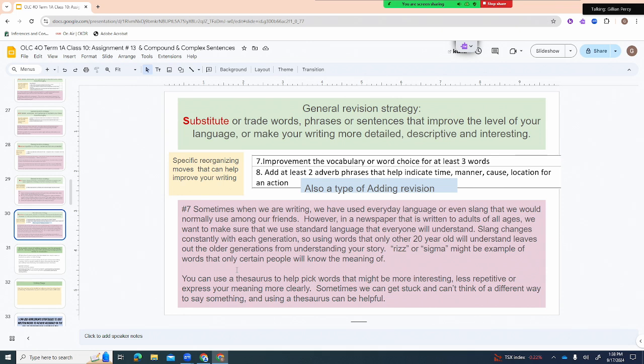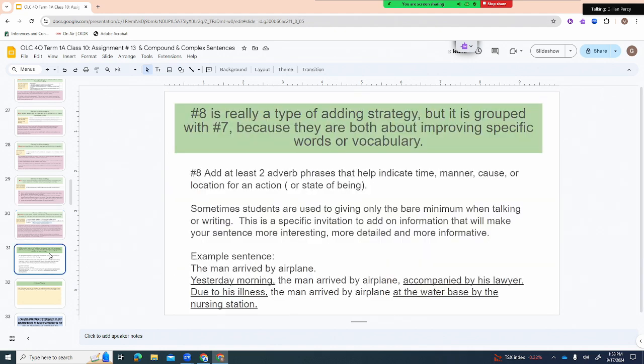Number 8, I think I cover 8 on the next one. Let me see. Yep. Okay. 8 is a type of adding strategy, but it's near number 7 because they're both talking about how to improve your words and vocabulary. You could also add in adverb phrases, right? Things that might give more information about when actions are happening, the time, the manner, how they happened, cause, why they happened, or the location for an action, okay?